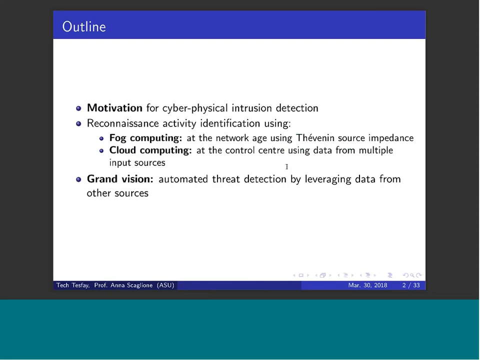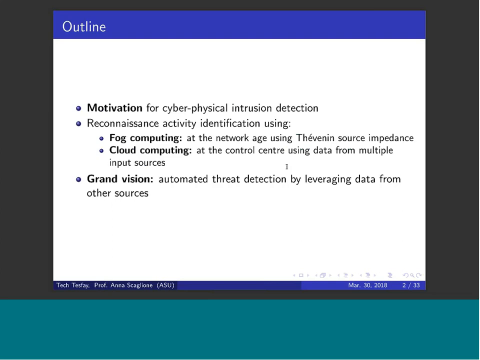I'll start by motivating why we need cyber-physical intrusion detection, and then I will talk about reconnaissance activities, identification of reconnaissance activities using two levels, where I will mainly focus on the fog computing, where we do data analytics to identify reconnaissance activities at the network edge level, and then I will talk about one application where we do data analytics to identify malicious activity by having more inputs and doing the analysis at the central point, where we call this the cloud computing level.